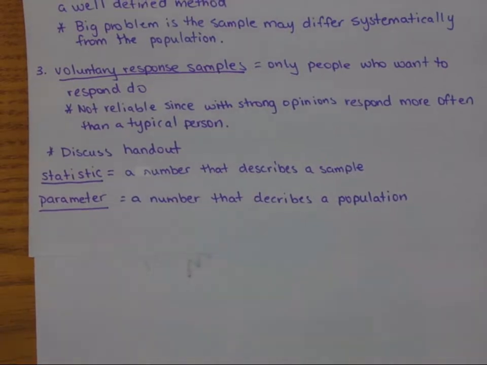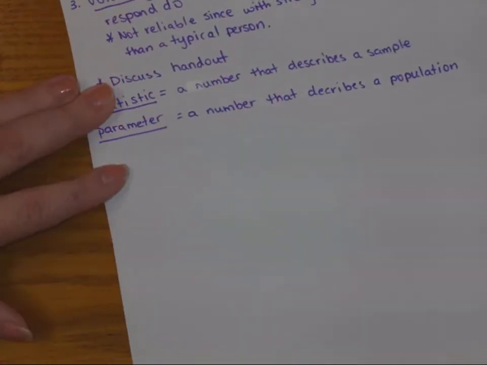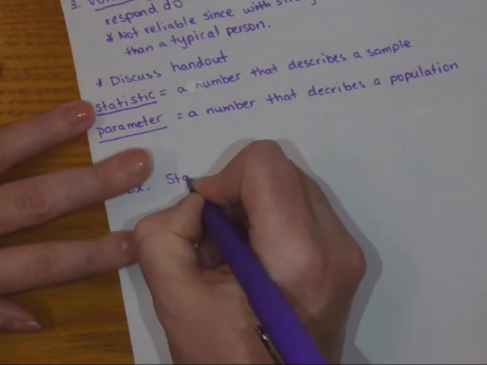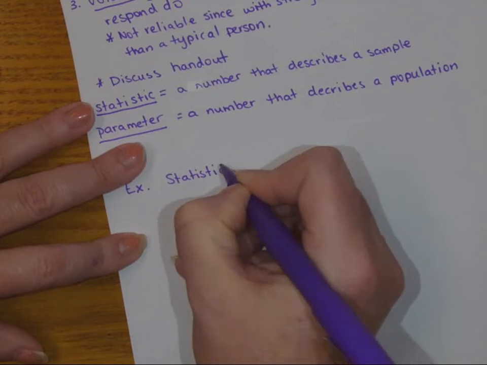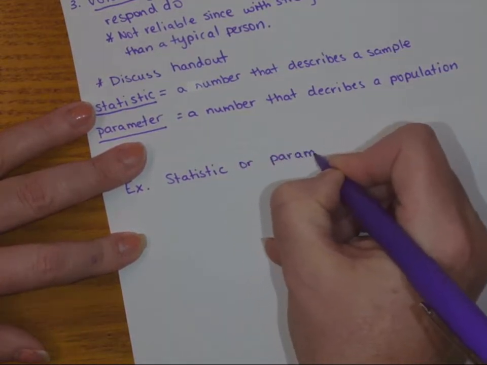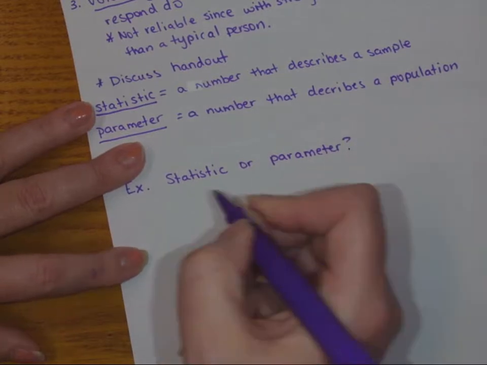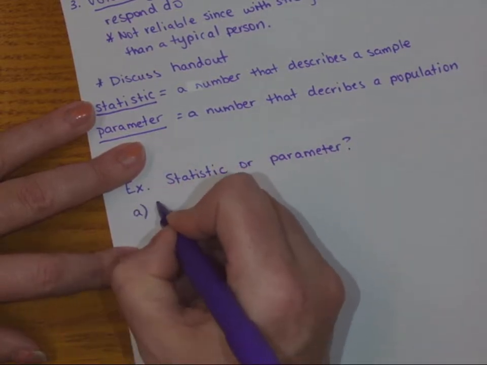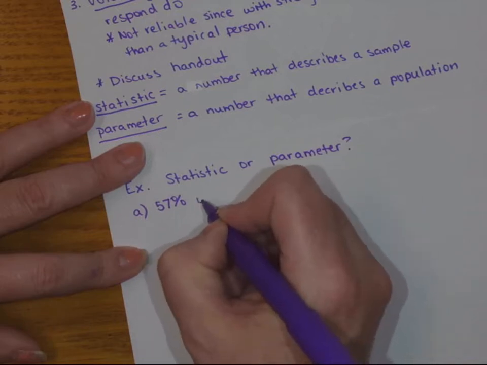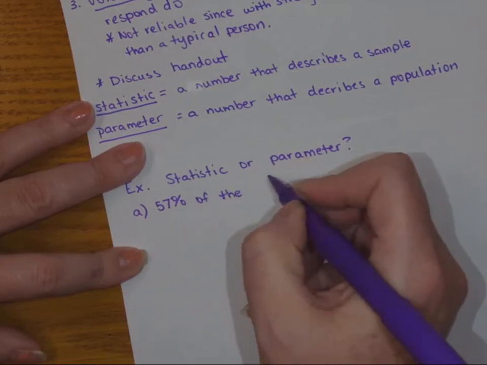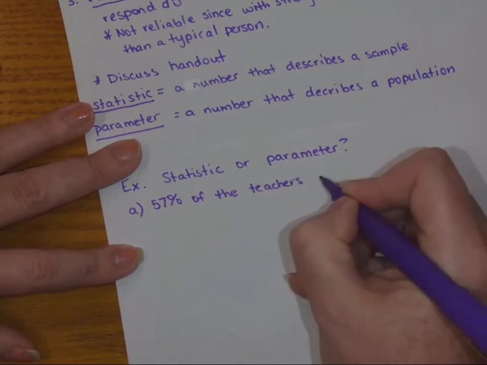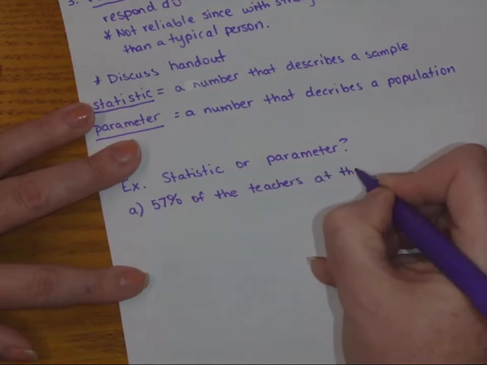So let's look at an example problem where you have to pick out the difference between these. I want to keep this kind of brief, but I want you to tell me whether you think these scenarios represent a statistic or a parameter. Okay, so the first one is this statement: 57% of the teachers at the training were female.